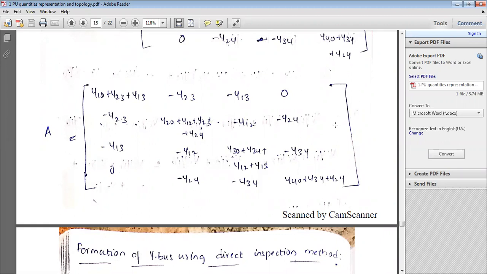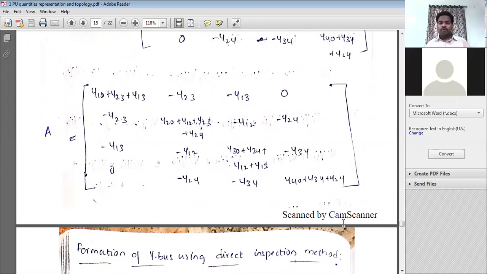Okay. With this, we have completed the formation of Y-bus using singular transformation. Now we are moving into the next topic, the last one left in chapter number 1. With this, we are going to conclude chapter number 1 within 1 or 2 days.